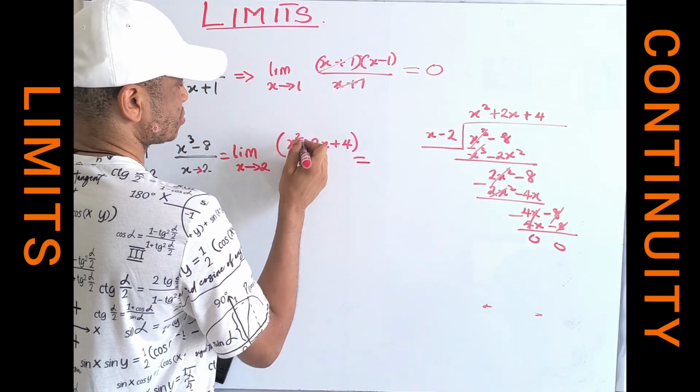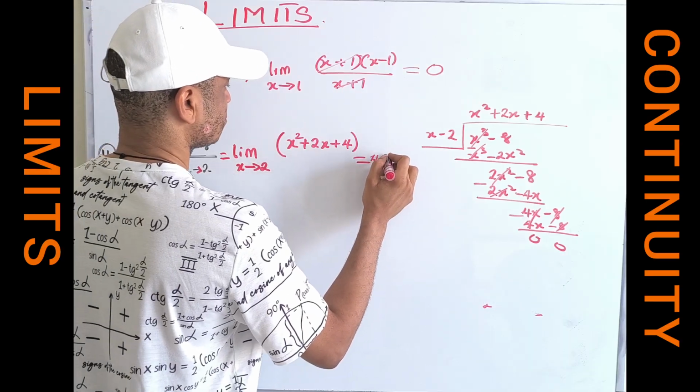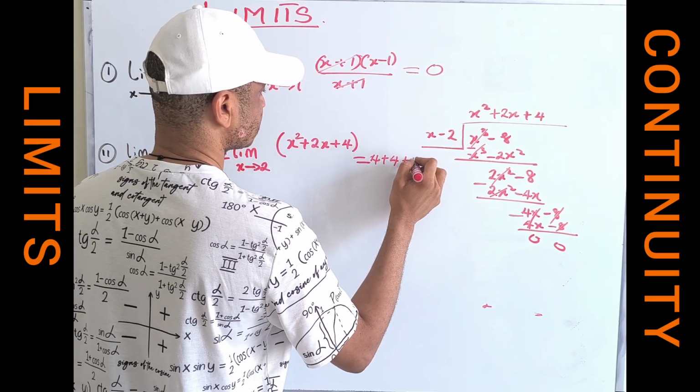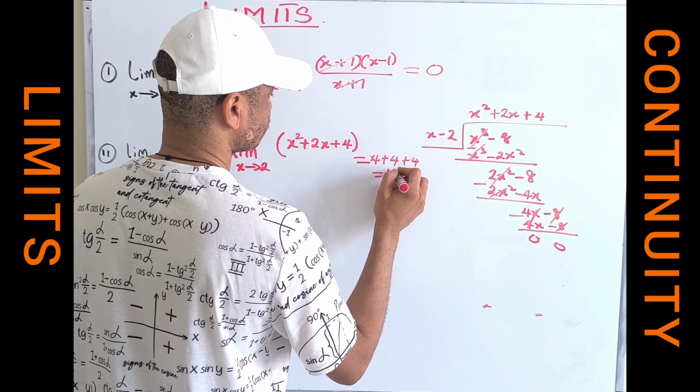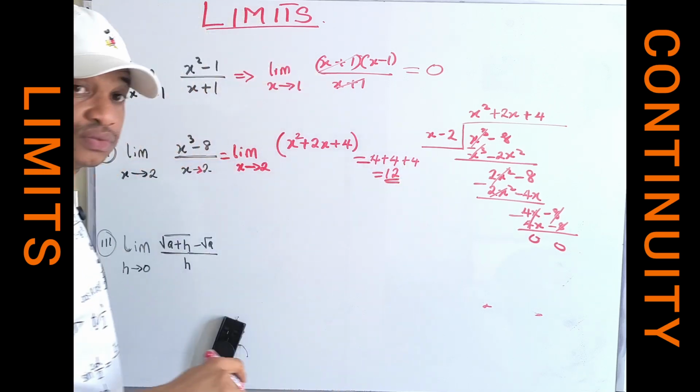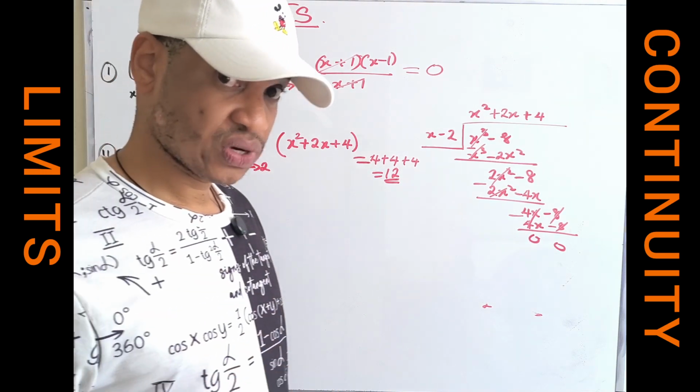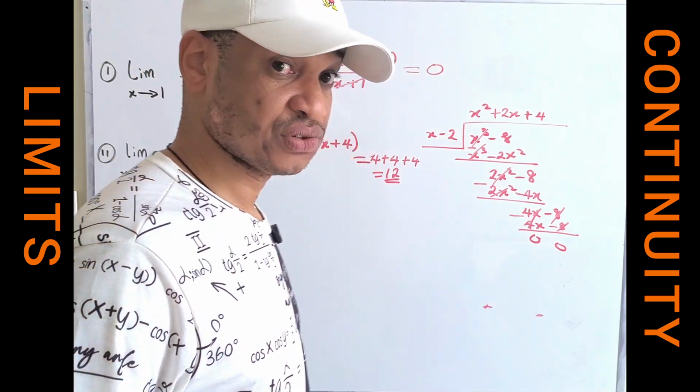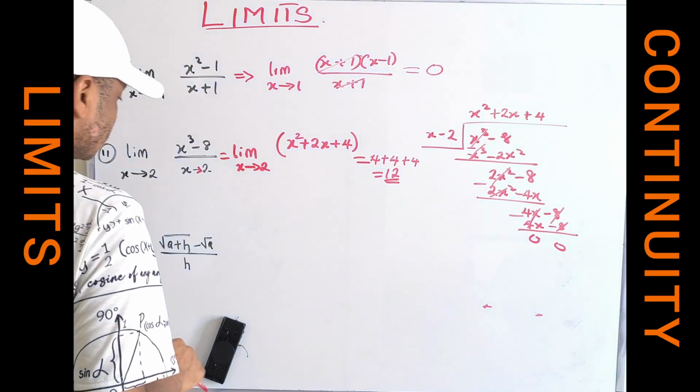So this will be x squared, sorry, so this is 4 plus 4 plus 4. That gives me 12. So it tends to 12. You can use Desmos to sketch it and you see what happens.